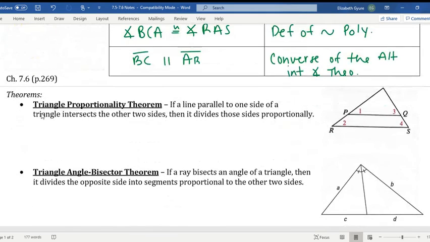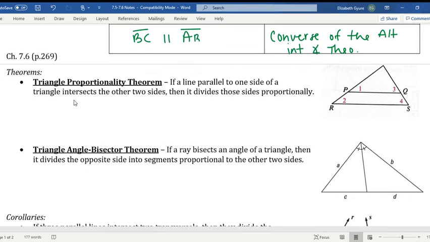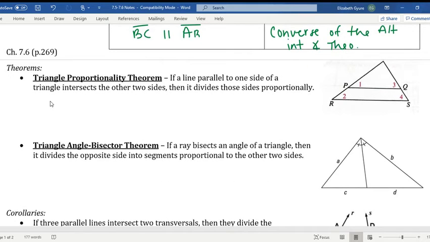All right, so on to 7.6. This starts on page 269. We are going to now look at proportional lengths. So some of these lengths will happen in triangles, some of them are formed by parallel lines. We got two theorems. So we have the triangle proportionality theorem to start.